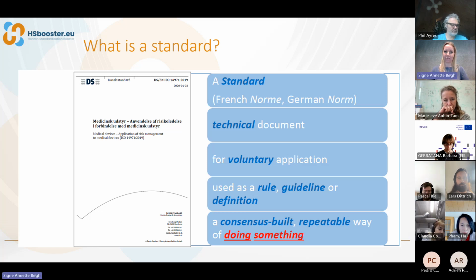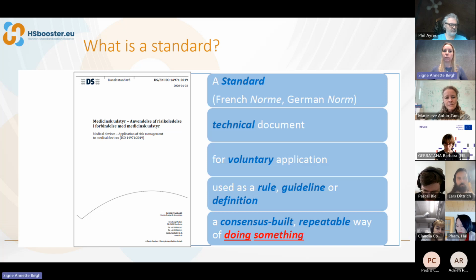So what is a standard? First of all, it's what we call a technical document. It can also be, for example, a methodology. It can be a test. It can be many different forms. But it has to have some sort of context that's explaining how something can be done or should be done. It's voluntary, and this is also something that's very important for me to stress, because many people often confuse standardization with legislation. And even though they are heavily linked, which you will hear more about at the next webinar on CE marking, they are still voluntary.